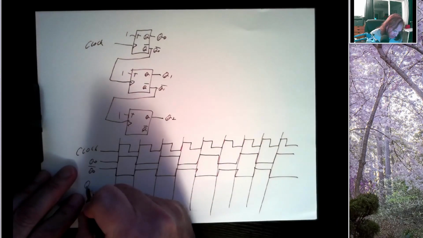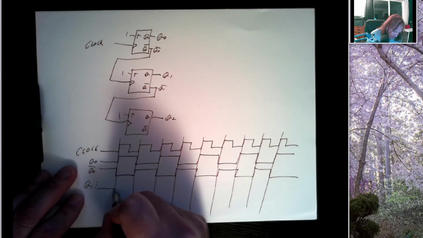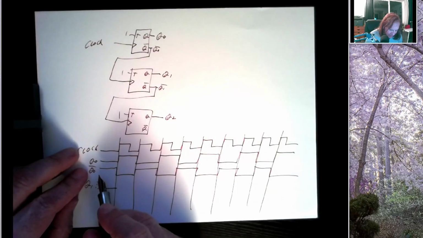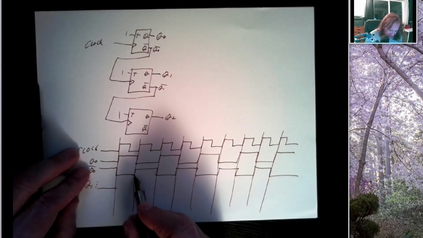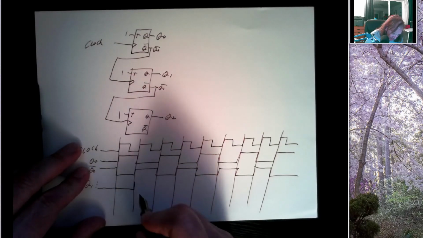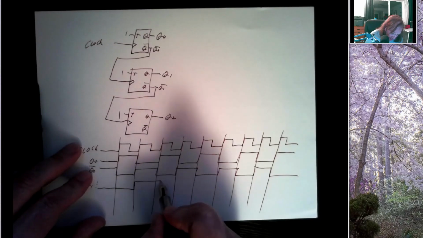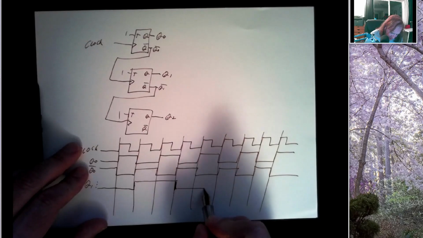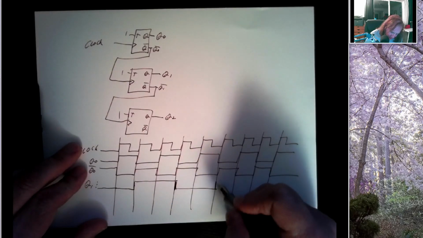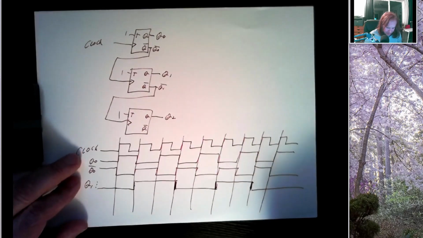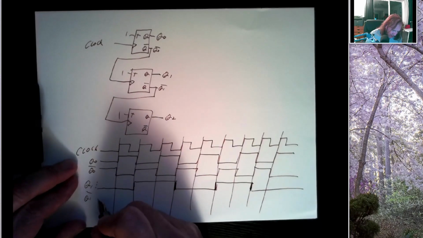Now let's suppose Q1 starts off low. What is the clock for Q1? It's Q0 bar. So every time Q0 bar rises, Q1 should toggle. So right here, Q1 toggles. And then right here, Q0 bar rises, so Q1 toggles. And right here, Q0 bar rises, so Q1 toggles. And then over here, Q0 bar rises, so Q1 toggles. And Q1 bar is just the opposite.